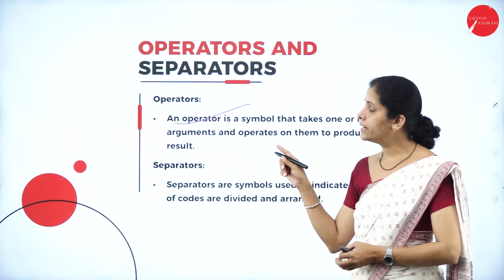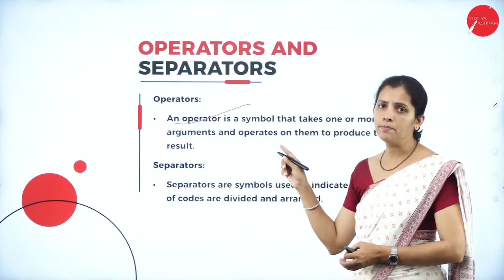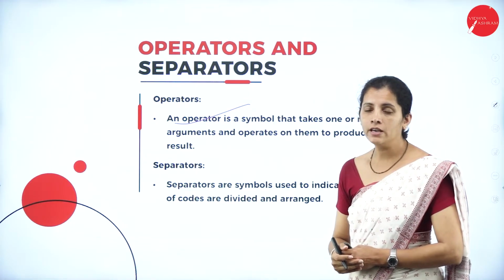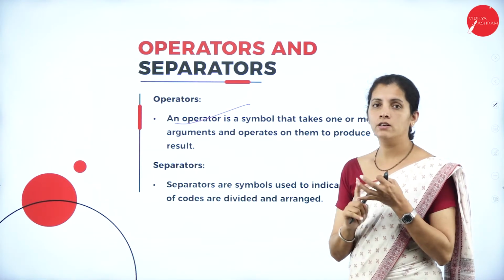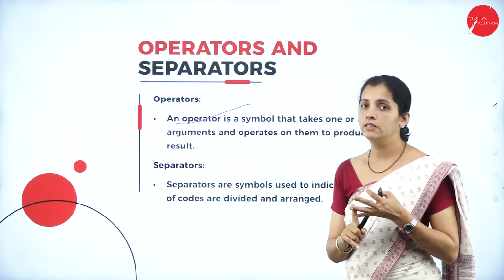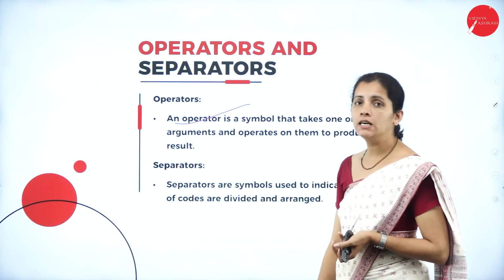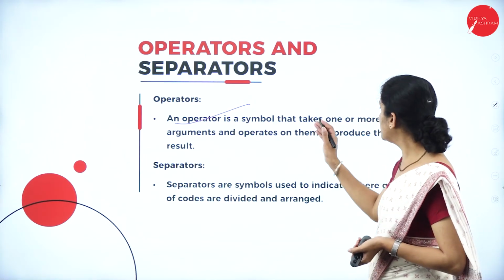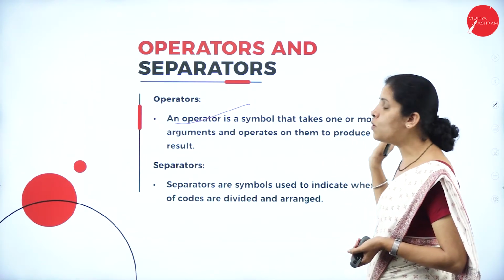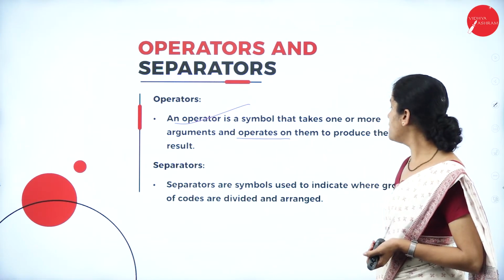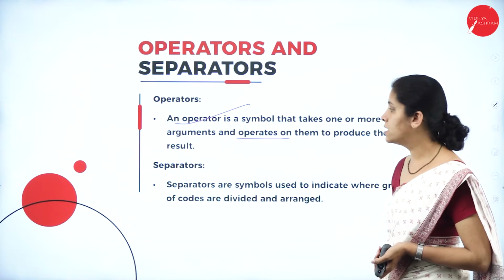So what is an operator here? That is nothing but symbols. And which examples are we going to have here? Binary operator, unary operator and ternary operator. So an operator is a symbol that takes one or more arguments and operates on them to produce the result.